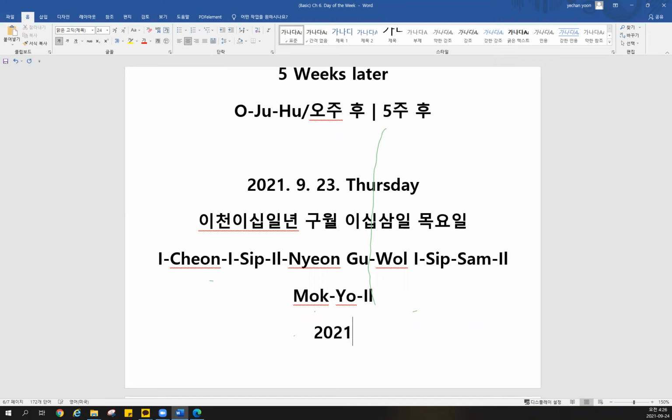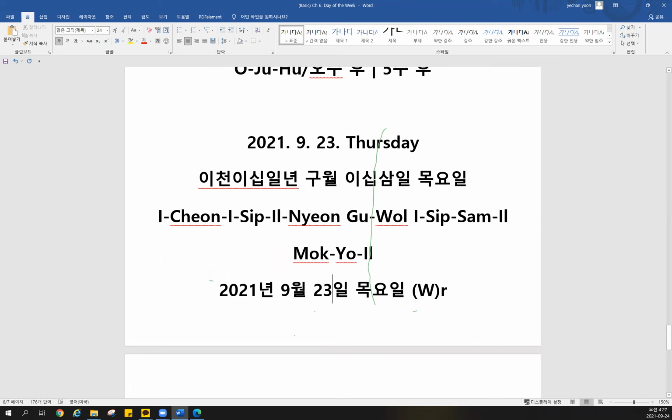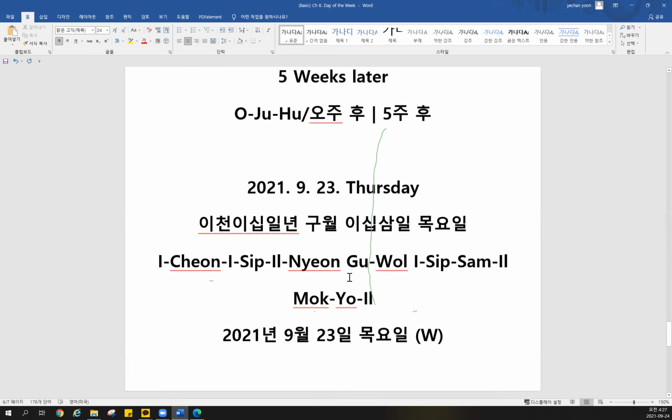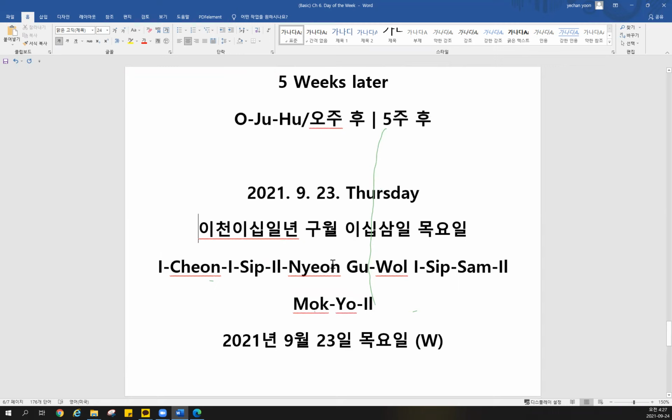Writing is super duper simple, easy. 2021년 9월 23일 목요일. This is how you write it down, but this is how you read it. The reason I need to answer with this part is because you can just write it down, but even if you can write it, you don't know how to pronounce it. So you need to memorize this part first. Then you will know how to pronounce it. Okay. So that's it until here, everyone.